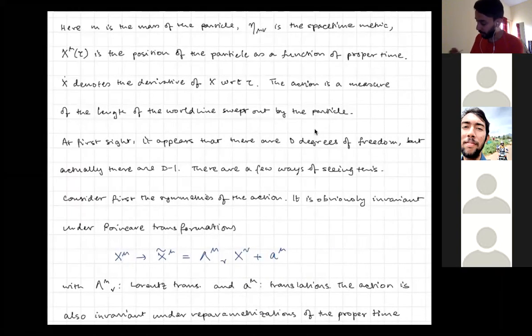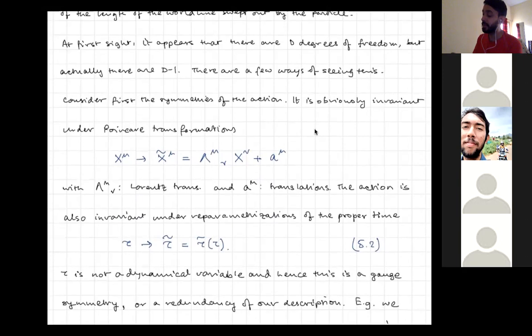So that's all I was saying out here. The action, as you know, is a measure of the length of the world line. And at first, it appears that this action, in d dimensions, has d degrees of freedom, but actually there are d minus 1 degrees of freedom. There are a few ways of trying to see this. Suppose you look at the symmetries of the action. It's obviously invariant under Poincare symmetries, but it's also invariant under reparameterizations of the proper time.